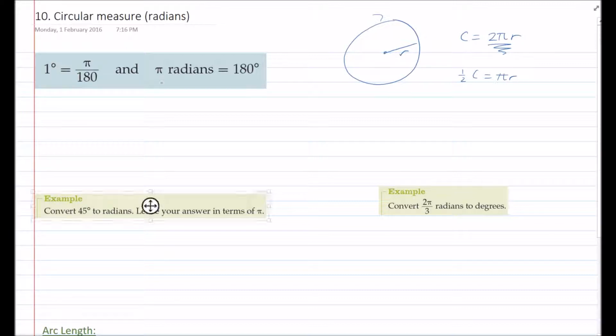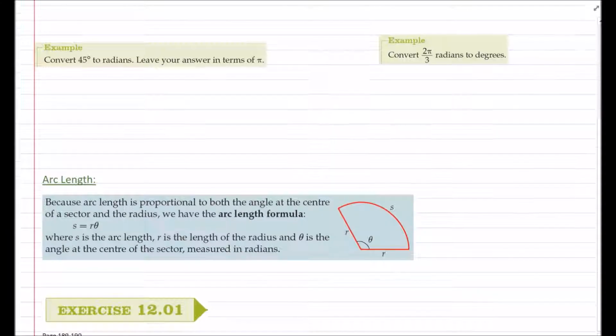So pi radians, because it's equal to halfway around a circle, is equal to 180 degrees. Or another way of thinking of the relationship is 1 degree is equivalent to pi divided by 180. And that's the relationship between radians and degrees. So let's look at these two examples here.